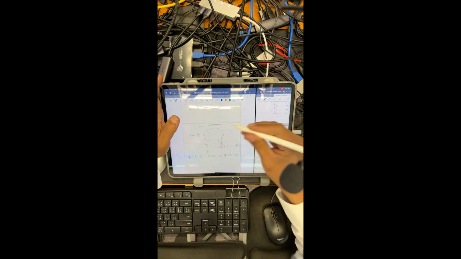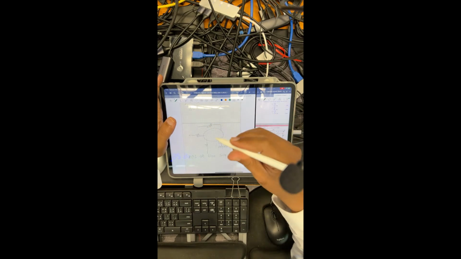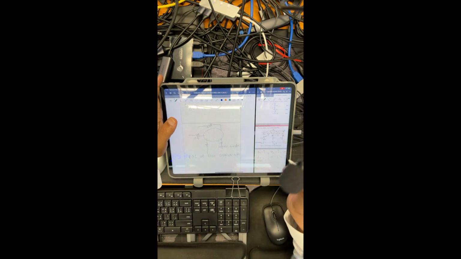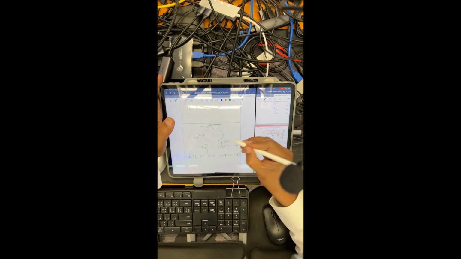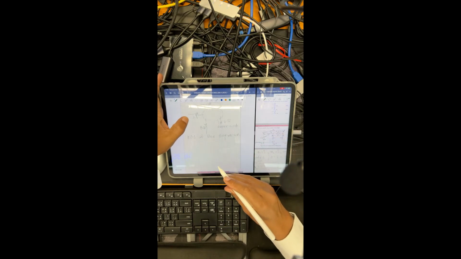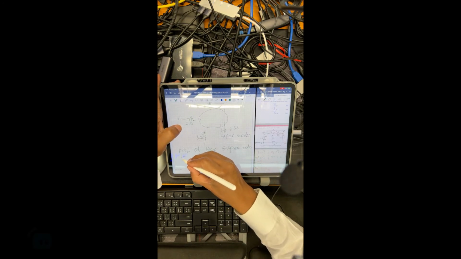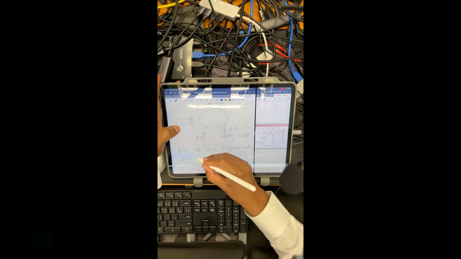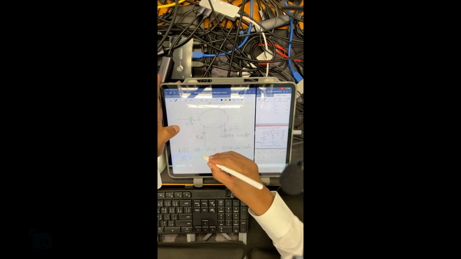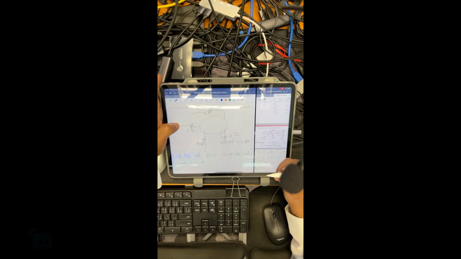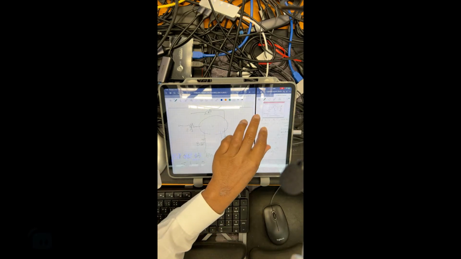KCL at the supernode. This is 4 ohm. This is 2 ohm. This is 8 ohm. And here is 6 ohm. So KCL at the supernode follows the same rule: sigma I remains 0. And let's assume the currents at these 4 branches. You have already assumed somehow, right?